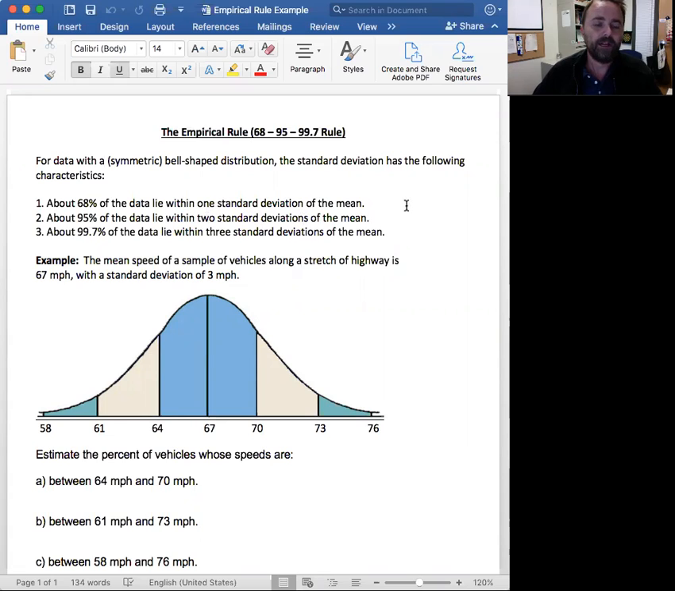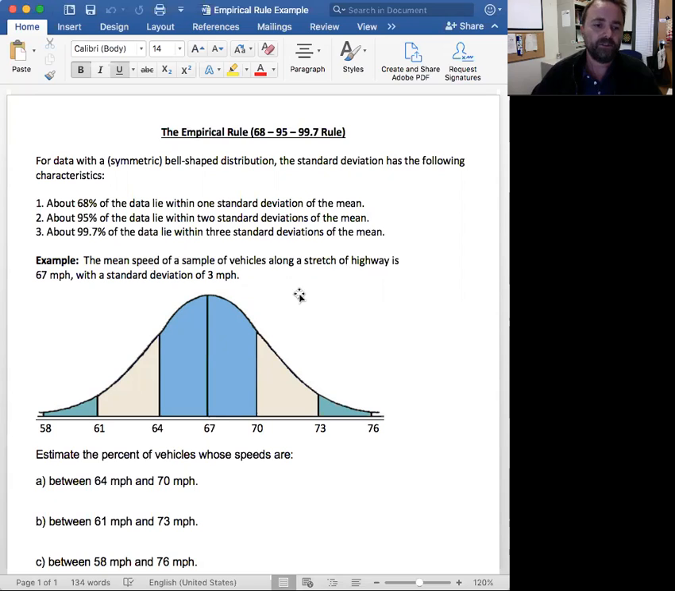68% of the data will lie within one standard deviation of the mean, 95% between two, and 99.7% within three. So what that means is, if we have an example here, the mean speed of a sample of vehicles along a stretch of highway is 67 miles per hour with a standard deviation of 3.